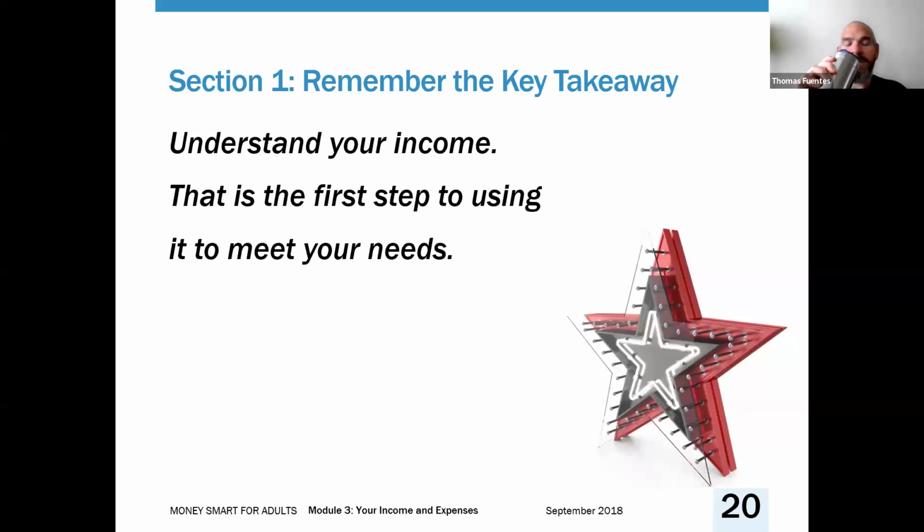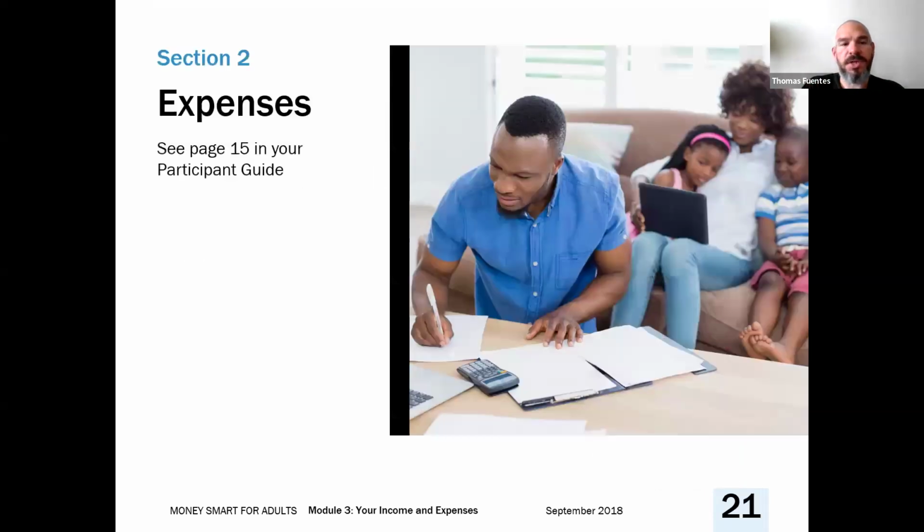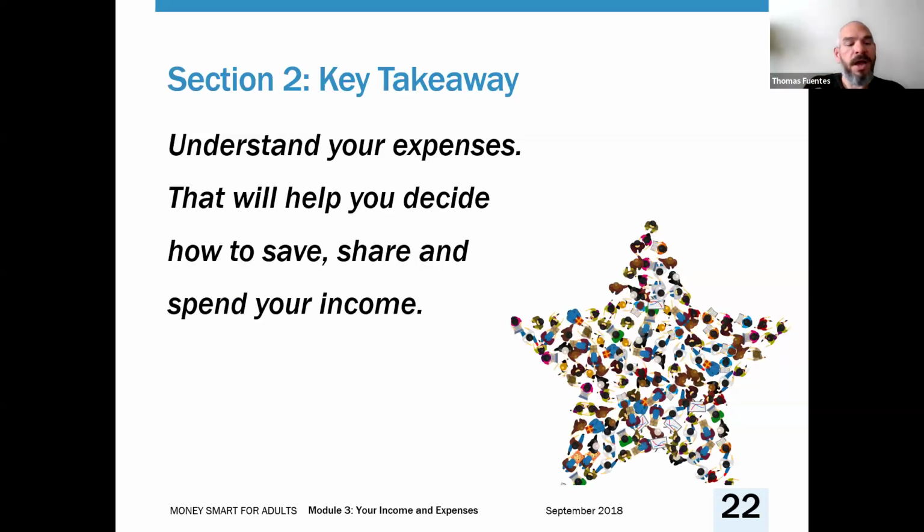The last section, now that we understand a little bit more about income, and again, a lot of this stuff is general, but still useful if it's applicable. Since we talked about income, the last thing we have to do is talk about the opposite of that, which is expenses. And we're going to talk about tracking and managing those expenses. So the key takeaway is understanding your expenses. That will help you decide how to save, share, and spend your income.